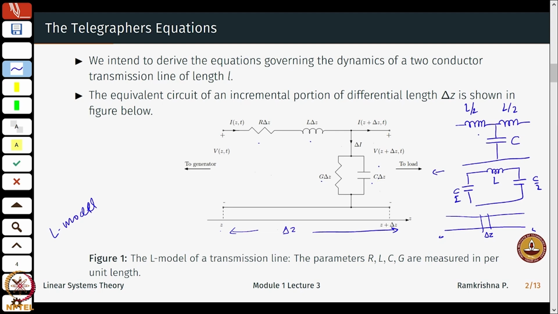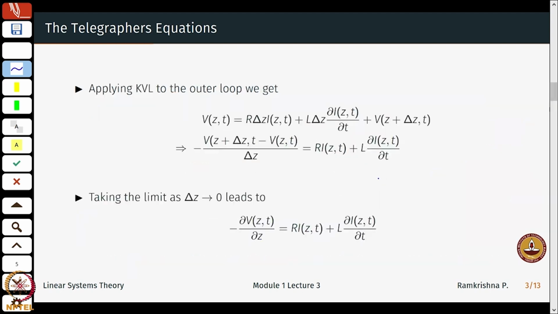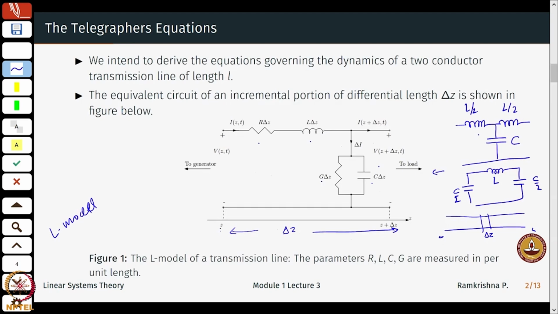What do I know about these things? I already know the circuit laws, right. So if I apply KVL to the outer loop, so here at Z I denote my voltage as V of Z comma t, the voltage at Z plus delta Z as V of Z plus delta Z comma t. I have to do this because if I say I have a generator here, which is a typical setting, going to some load here.